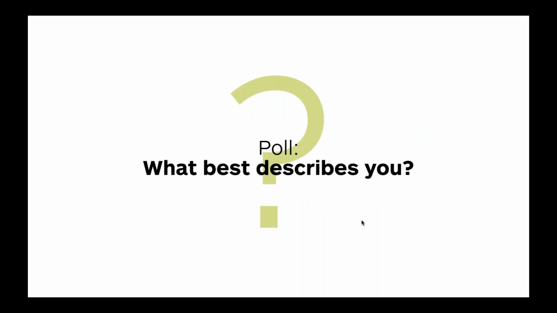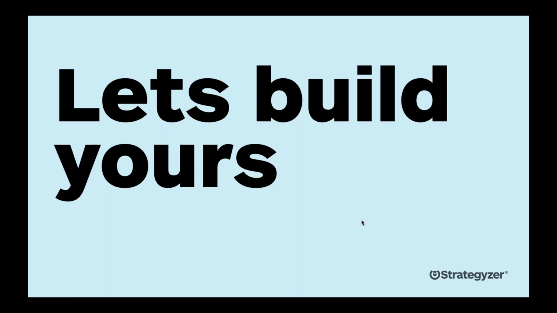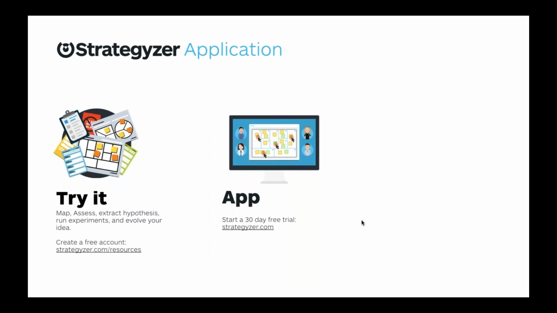Awesome. Okay. So now I can share with you guys how you can start building out your canvases and use these tools to help advance your business. I'll give you 3 paths that you can take as far as next steps go. So the first is, just try it. Jump into Strategyzer, try mapping your business model, assess your business model using some of the assessment worksheets and checklists and best practices resources available. Try extracting your hypothesis, try running an experiment, and evolve your idea.